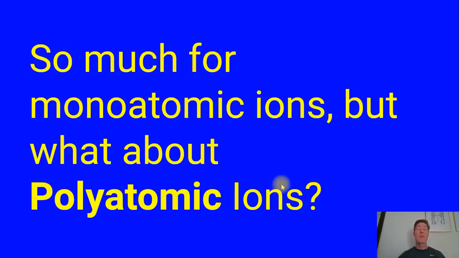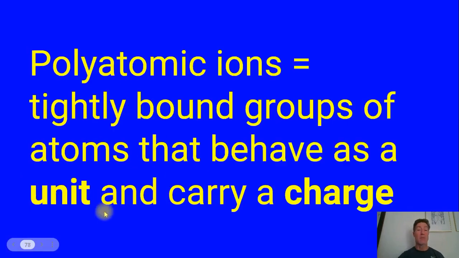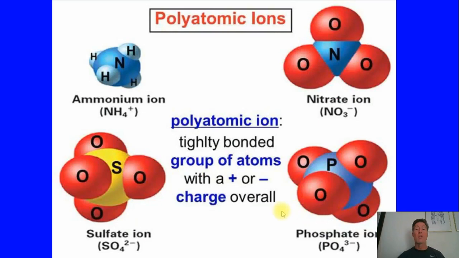Okay, that takes care of monoatomic ions, but what about polyatomic ions? Remember, mono means one atom, but poly means many. So we're talking about ions built out of multiple atoms. The definition of a polyatomic ion is a tightly bound group of atoms that behave as a unit, and as a unit, they carry a positive or negative charge. So here are some common examples of polyatomic ions.